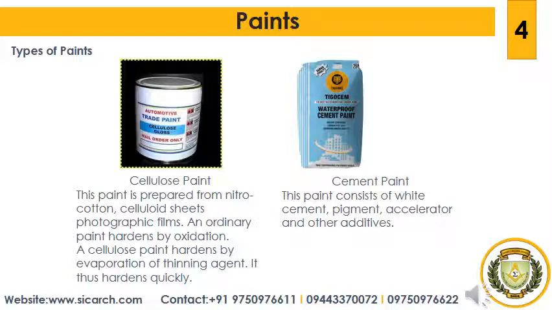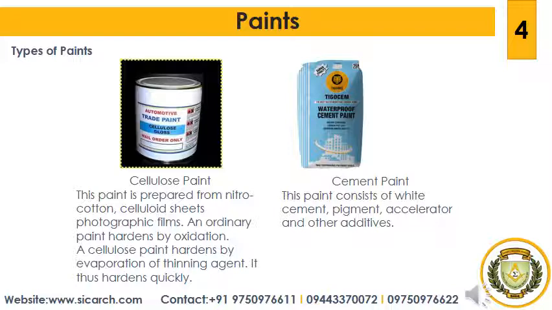The cellulose paint is not affected by contact with hot water and the surface can stand extreme degrees of cold and heat. So the sixth type of paint is cement paint. So this paint consists of white cement, pigment, accelerator and other additives. It is available in dry powder form. The cement paint is available in variety of shades and it exhibits excellent decorative appearance. It is waterproof and durable.